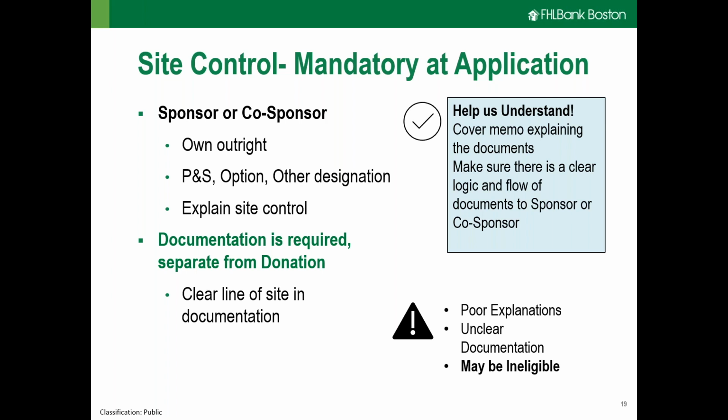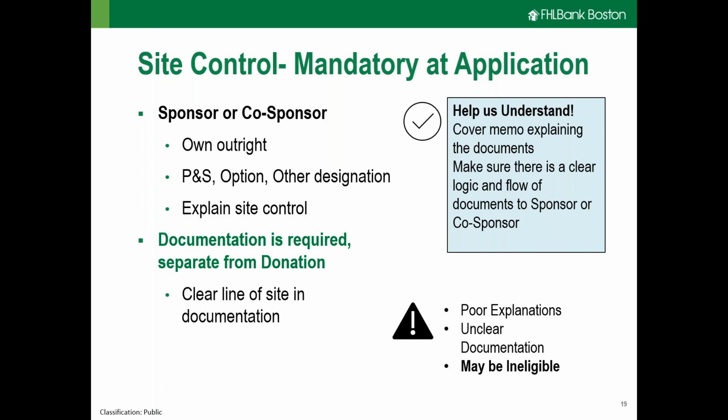But again, if we get tripped up on this, there's a chance that your application will be tripped up. So documentation is critical and often really confusing. We give you a text field to explain the site control. You need to upload all the documents to get a clear line of sight, especially if there are multiple parties or subsidiaries owning. Also, if there are multiple sites in your project, we need clear site control documents for each site.